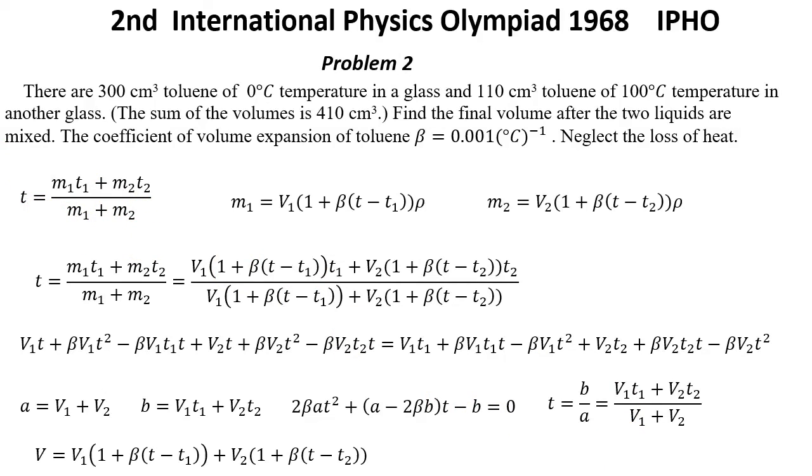Now we can count the final volume, which is this expression, and after using T from here and inserting it here, we can find that volume V equal just V1 plus V2, which is the initial volume for both parts. That's 410 cubic centimeters. So here we found that any mix of the same matter will not change the total volume. That was the solution for problem number 2.